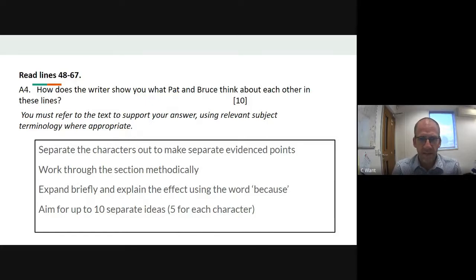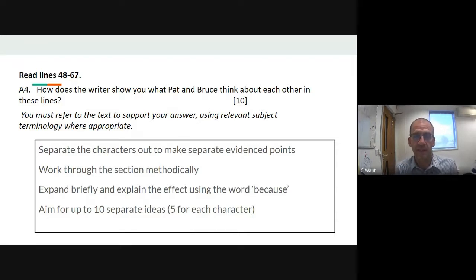What we need to be very careful here, though, is that when you get a question about 2 characters, treat them separately. Write separate points about Pat and separate points about Bruce. If you try and write about both characters at the same time, you'll get in a real muddle and you'll run out of things to say.